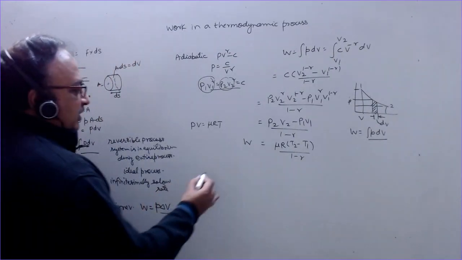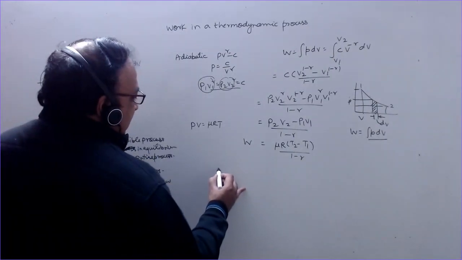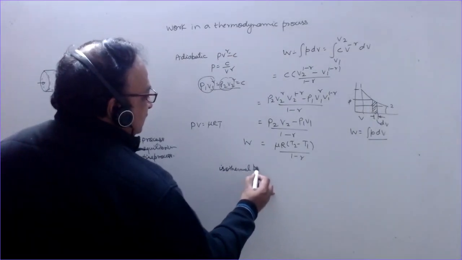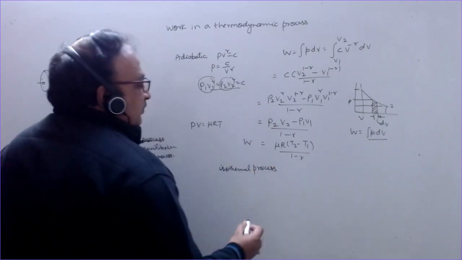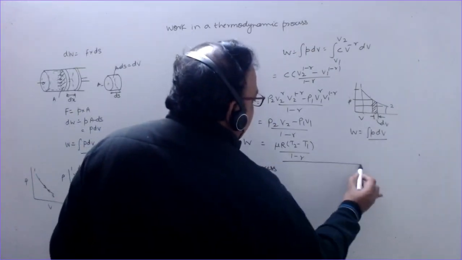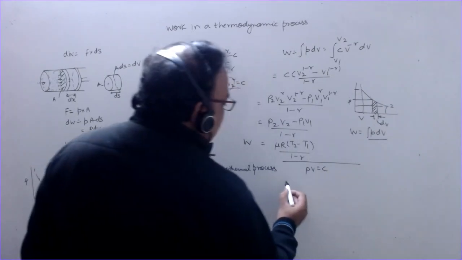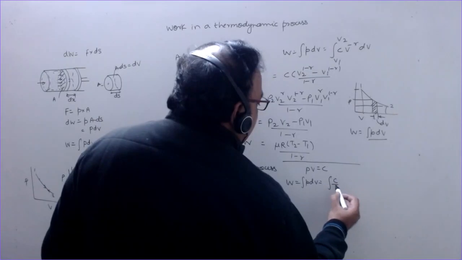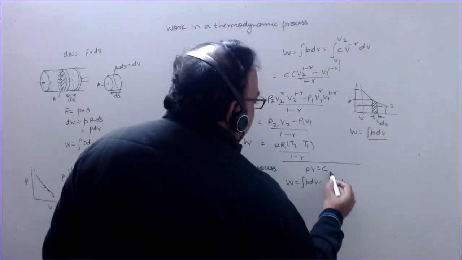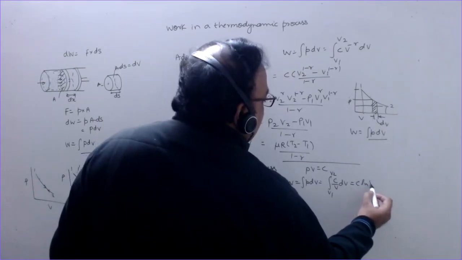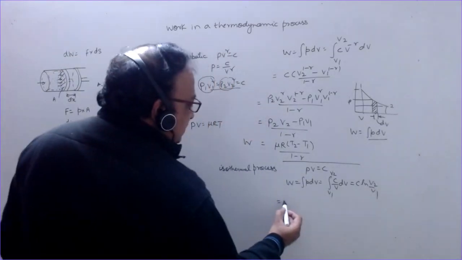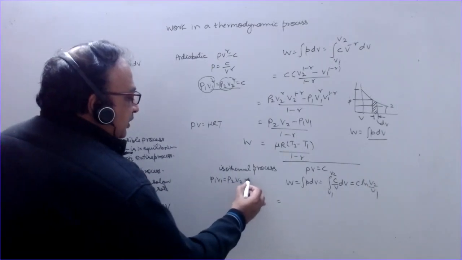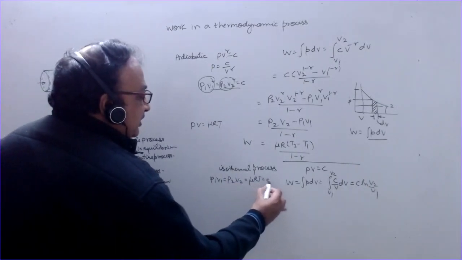Now we can find the work done for an isothermal process. For an isothermal process, the equation is PV equal to constant. So W is integral of P dV. Put the value of P, C by V dV from V1 to V2. This is C log V2 by V1, or C, I can write P1 V1 equal to P2 V2 equal to mu RT. T is constant, equal to C.